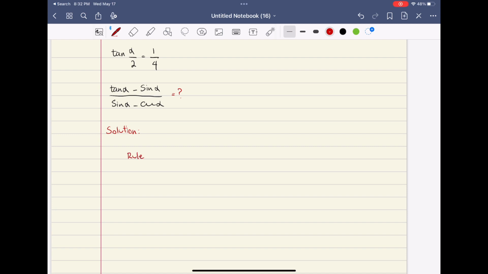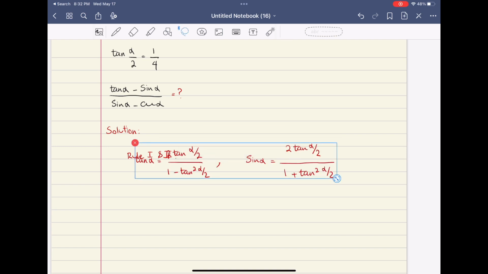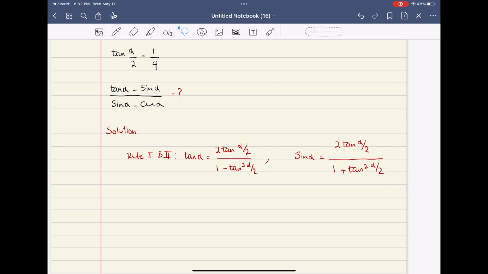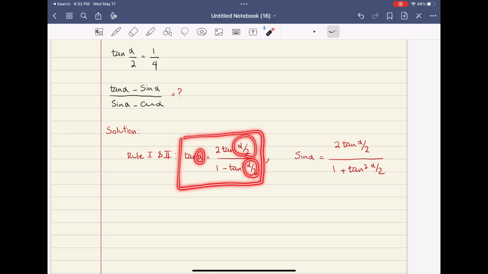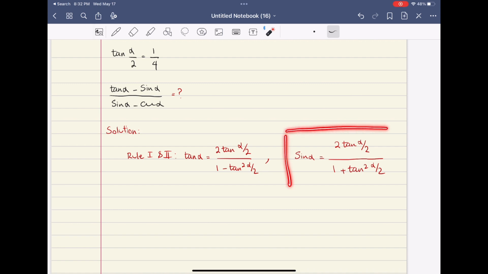So as for the solution, we have to remember two main formulas. The first one is tan α based on tan(α/2), and the second one is sin α based on tan(α/2). So we are making use of these two formulas because we have the value of tan(α/2), but we need to find out what tan α is and what sin α is. So basically, if you remember these two formulas, you will be able to solve this problem.